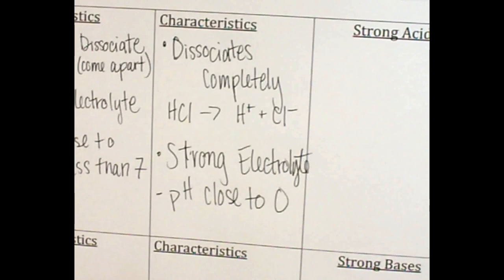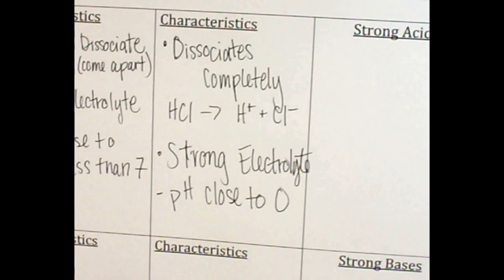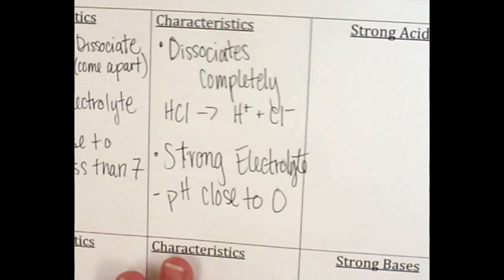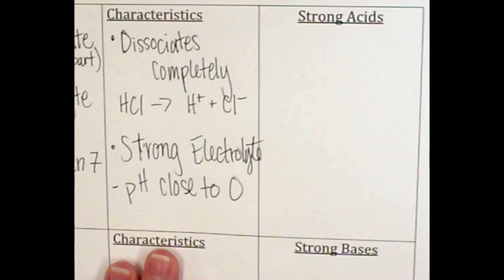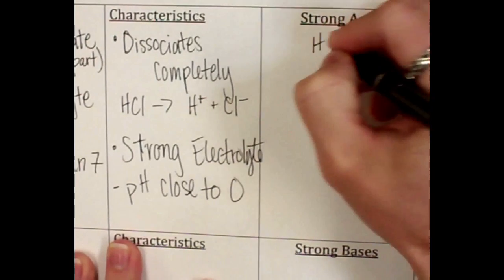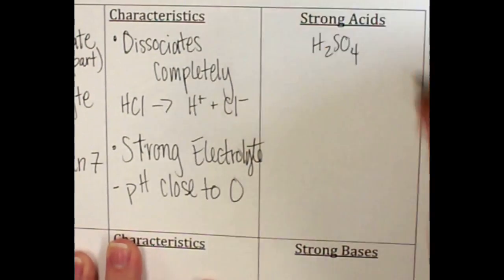All right, so now strong acids. We said for the weak acids, it's anything that's not a strong acid. Well, we're going to list off the strong acids that you should know. The first one being H2SO4. You remember how to name H2SO4?